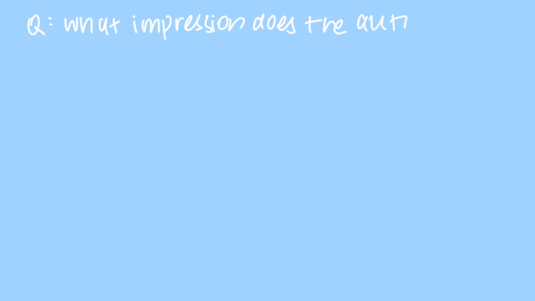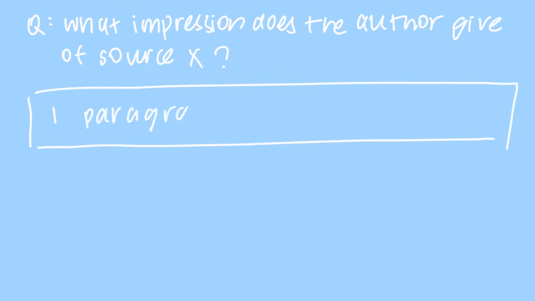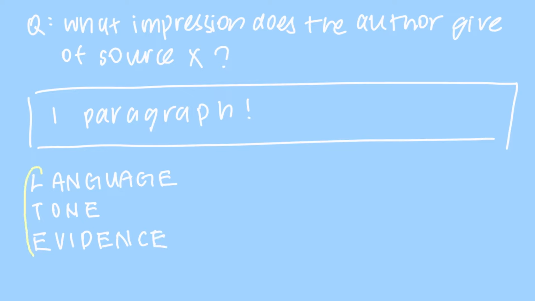Now on to the second part. So in Edexcel, there are 3 questions. The first one is, what impression does the author give about X? And you're given a very short source and then you just answer the question. So this question is worth 6 marks, and the way I approach it is I write 1 paragraph, and immediately I always write LTE on the source so that I always make sure I look for language, tone, and evidence.